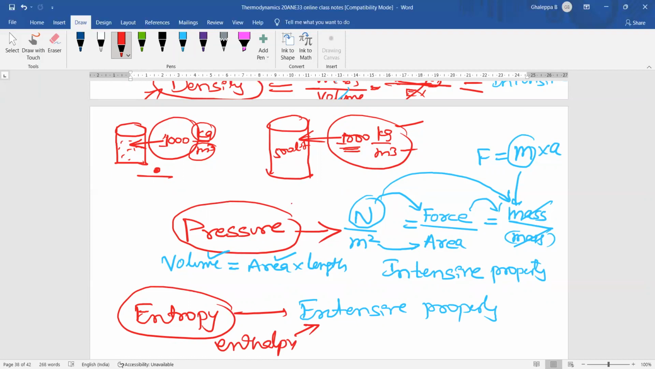Okay. Similarly, now could you tell me whether the strength of your class is intensive or extensive? Whether it depends on mass or not, depends on number of students or not. Intensive. It doesn't depend on mass. Why?